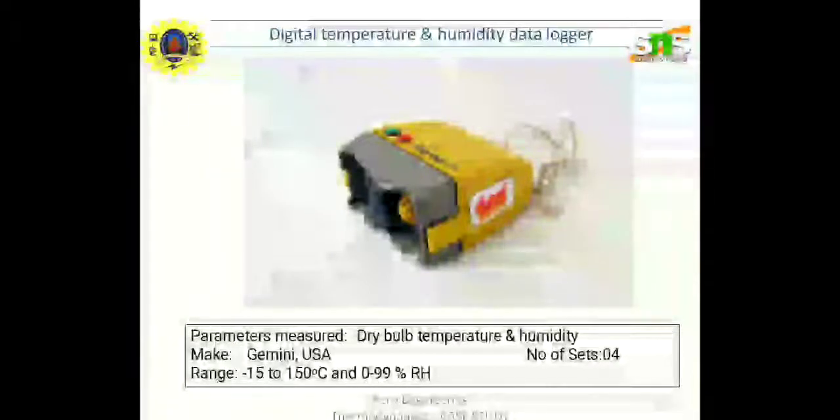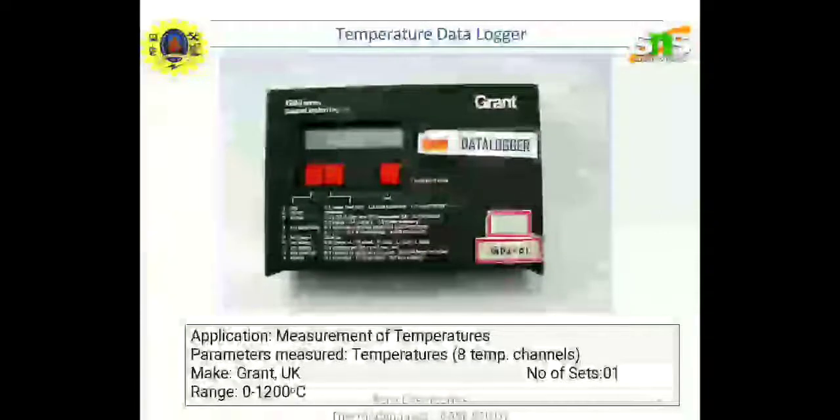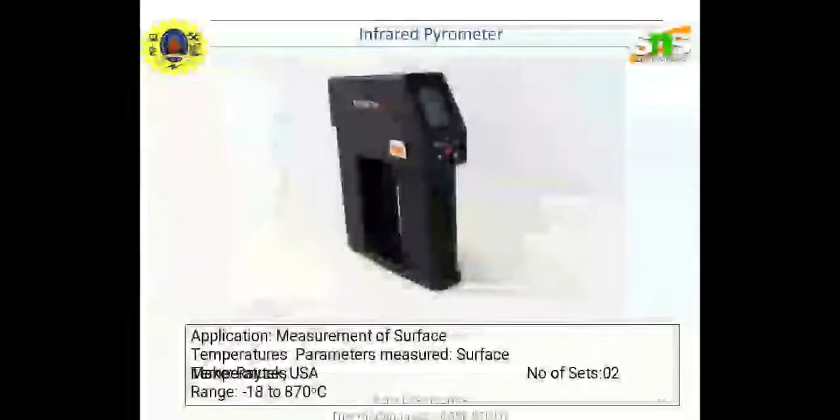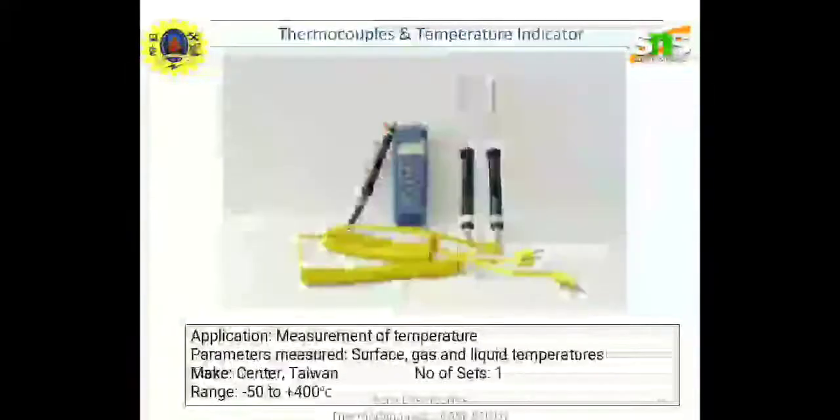It's a digital temperature and humidity data logger. Its range is 15 to 150 degrees Celsius and 0 to 99% humidity. The parameters measured are dry bulb temperature and humidity. It's a temperature data logger and non-contact type infrared temperature indicator used for measurement of the surface. The range is 18 to 870 degrees Celsius. It's an infrared pyrometer. It's used for measurement of surface. The range is 18 to 870 degrees Celsius.